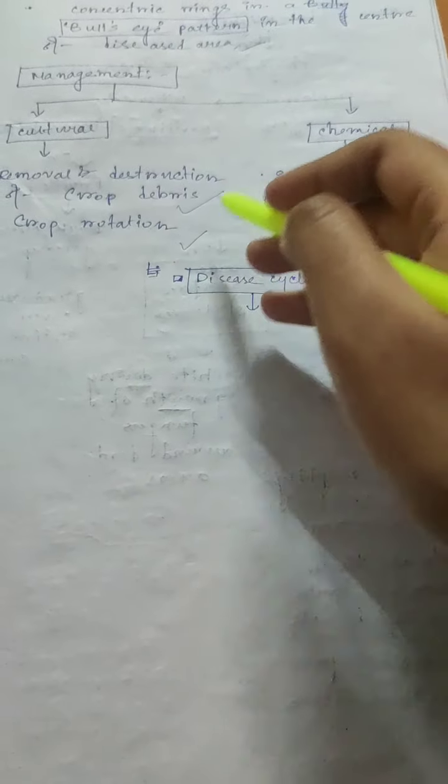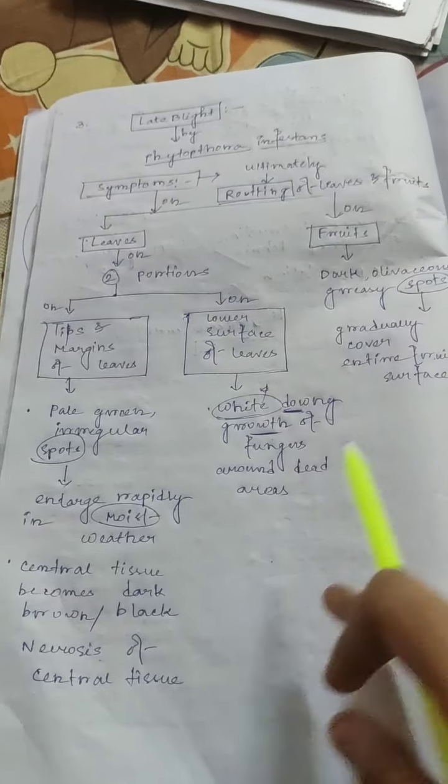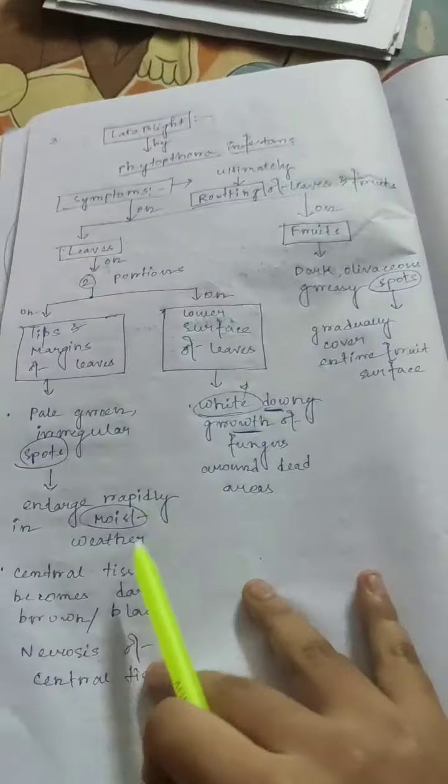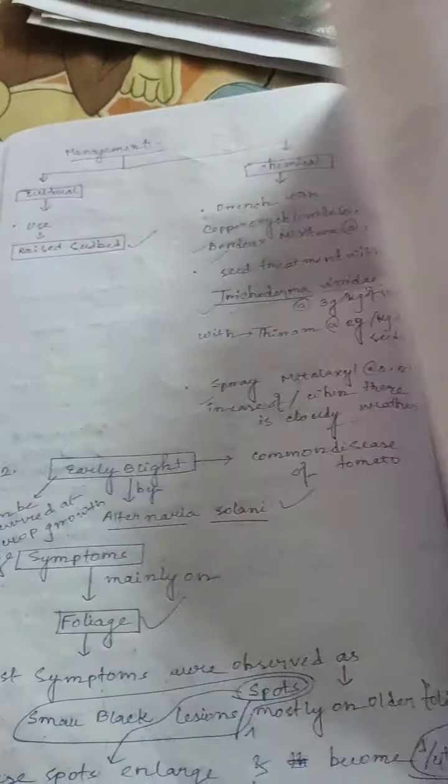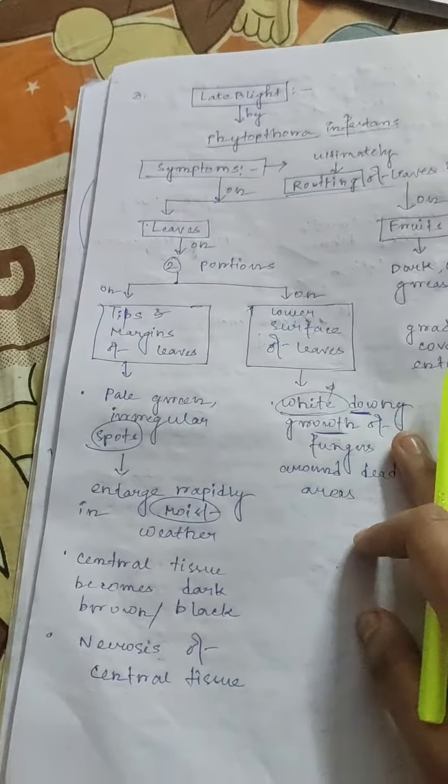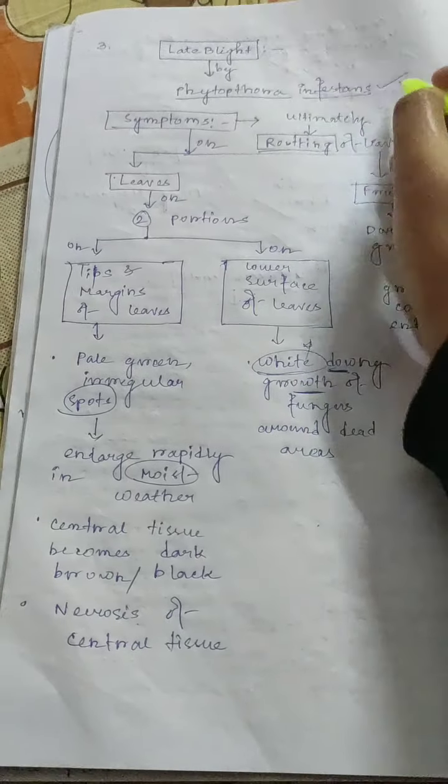Management: cultural management, removal and destruction of crop debris, crop rotation. Chemical spray: mancozeb at the rate 0.2%. Which type of fungicide is used for early blight of tomato? Mancozeb. Late blight of tomato is caused by Phytophthora infestans.